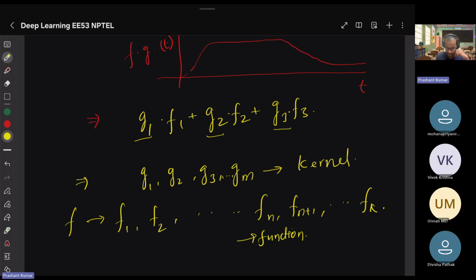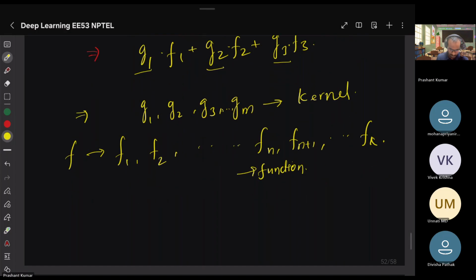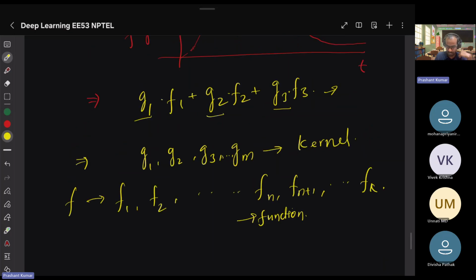And we are multiplying the kernel with the function, and this kernel is moving over this function, and we are taking the area over that. In the discrete case, you can call it a weighted average, or rather the weights. Or you can do the element wise multiplication. So basically, this is the element wise multiplication.